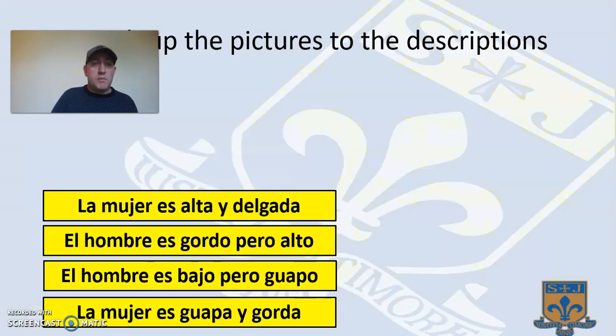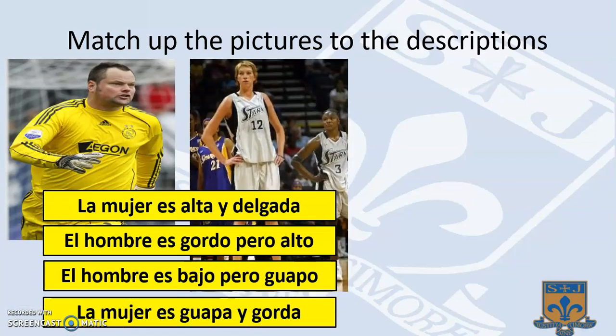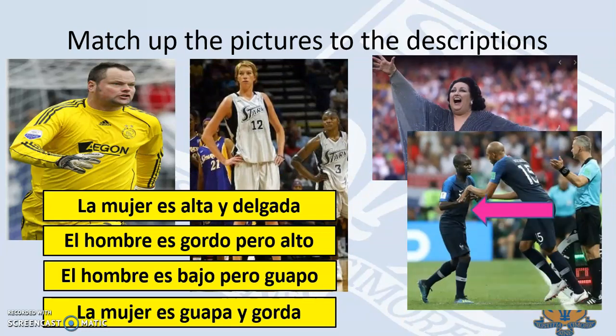Okay, so we've got a task coming up here. So what we're going to do is we're going to get rid of me for a second. I can do that. We've got some sentences here. La mujer es alta y delgada. We've got el hombre es gordo pero alto. We've got el hombre es bajo pero guapo, y la mujer es guapa y gorda. So we're going to put these pictures in because these are descriptions. So we've got some pictures here now. We've got this guy, we've got this lady, we've got this lady, and we got this particular guy.